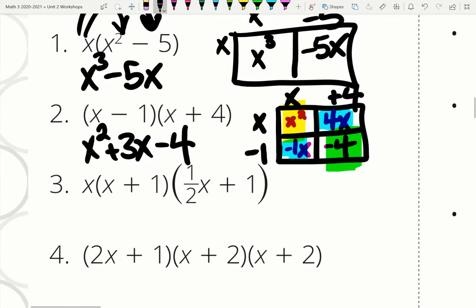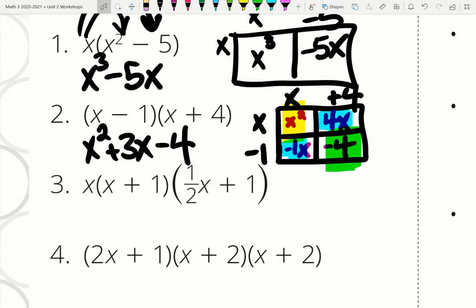All right, in number 3, basically I have to multiply 3 terms together. I'm going to choose to multiply these two together first. It's going to be a similar process to number 2. Then I'm going to multiply whatever the answer is by x. So let me go ahead and start out my area model.